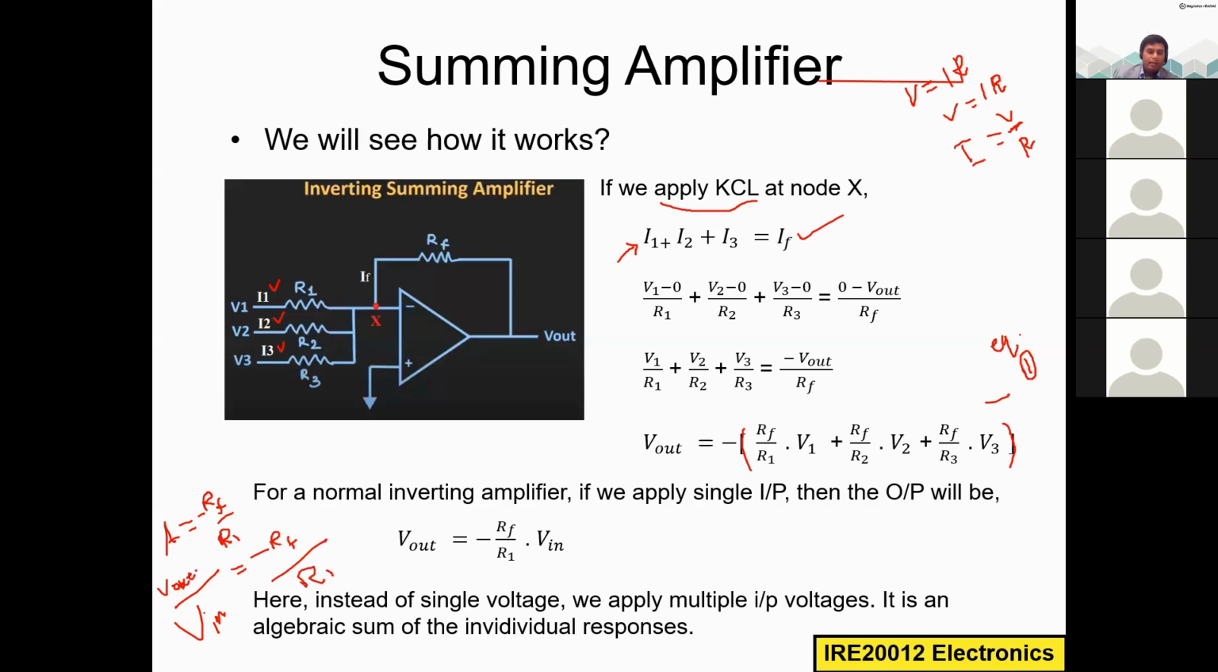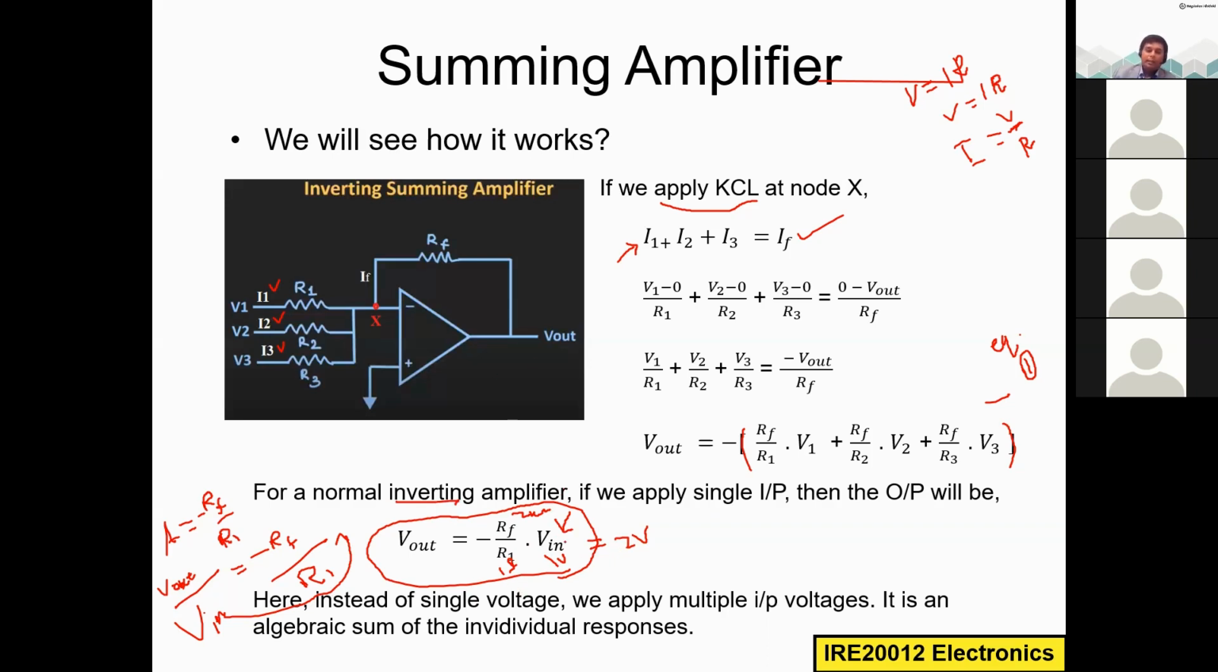What I did here is keep the Vout here and bring Vin to this side of the equation. That is how I got this equation: Vout is equal to minus Rf by R1 times Vin. Whatever voltage you apply at the input will be multiplied by this factor. We saw the example of 2 kilo ohm, 1 kilo ohm, where we applied 1 volt input and got 2 volt output, and we also saw another example with 4 volt. This is the case for a normal inverting amplifier with negative feedback.